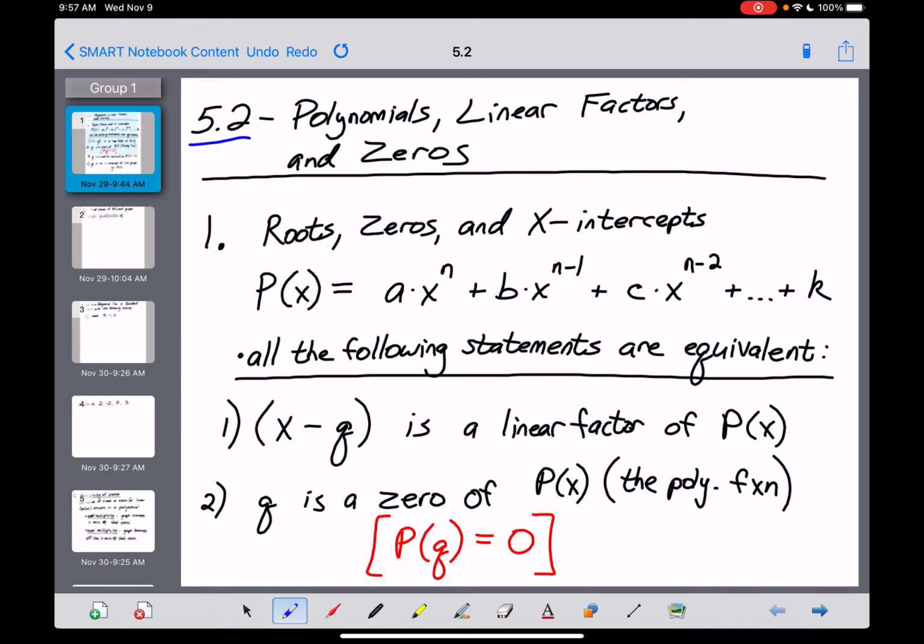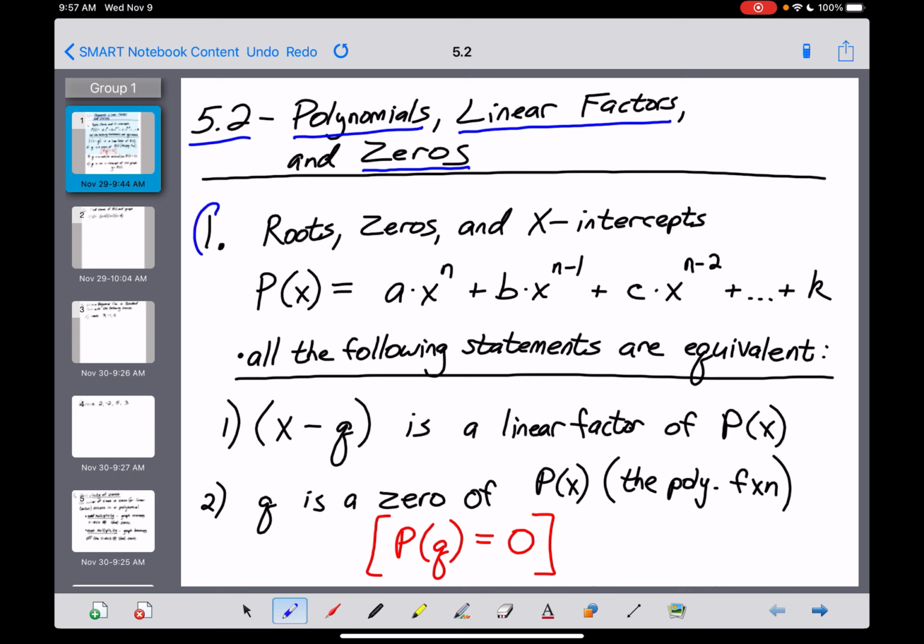So, unfortunately, this first slide is pretty long here, guys. We got a lot of vocab that we've got to hit, but we're going to be talking more about polynomials today and a discussion of linear factors, and then this word, zeros, which we haven't really defined yet for you guys, so we're going to work on that.